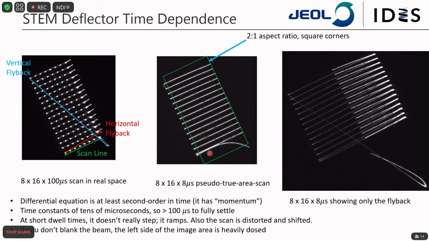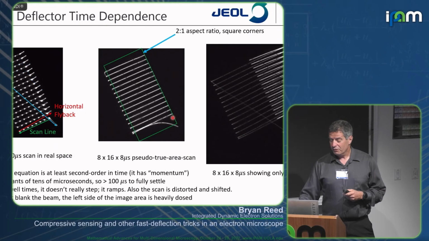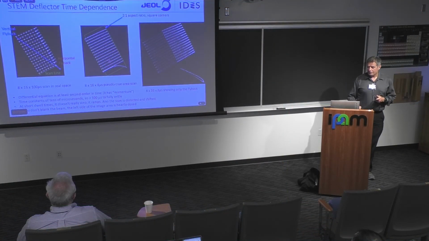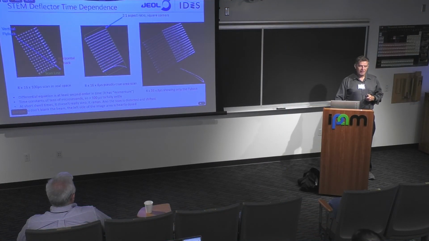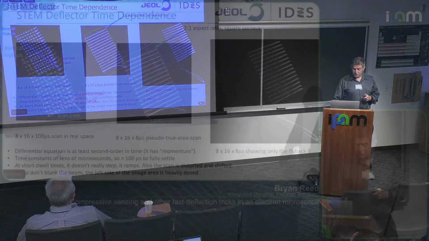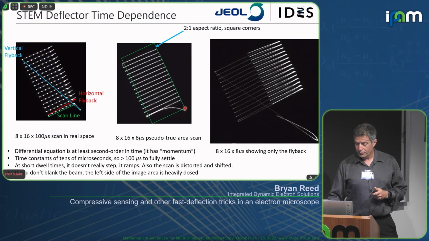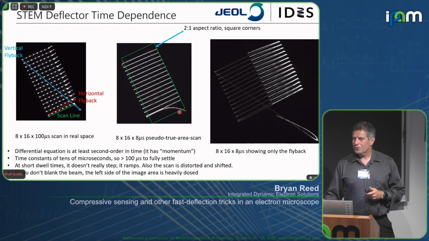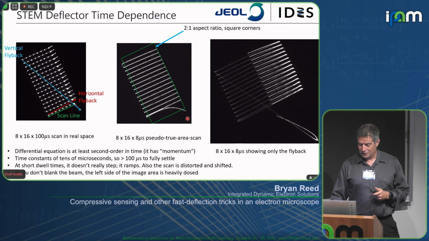You reduce the dwell time to 8 microseconds, and yeah, it's not moving and jumping and settling on each spot. It's not fast enough to do that. It is continuously moving, and each pixel is a superposition of locations, really. And when it tries to fly back, so here we're blanking the beam except when it's actually measuring. Here I have a 2:1 aspect ratio rectangle with square corners. Does that scan look undistorted to you? It doesn't look undistorted to me, especially this first line.